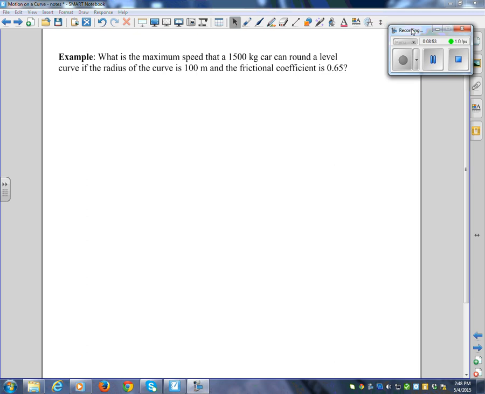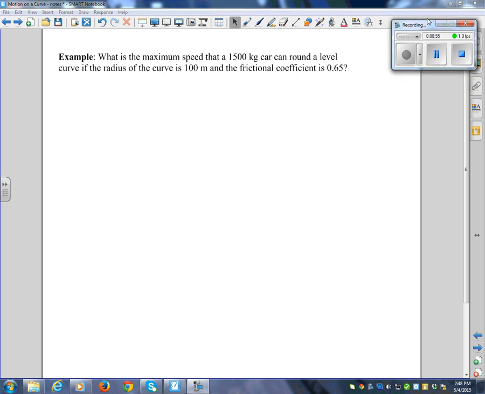Let's do another example. Is this on the next page? Yeah. Okay. So, we've done one like this. We've done the flea one on Friday. We've done that one just now. This one's a little bit more blank. So, where do we begin? We have a mass of 1,500. We know the radius is 100, and we know that the mu value is 0.65.